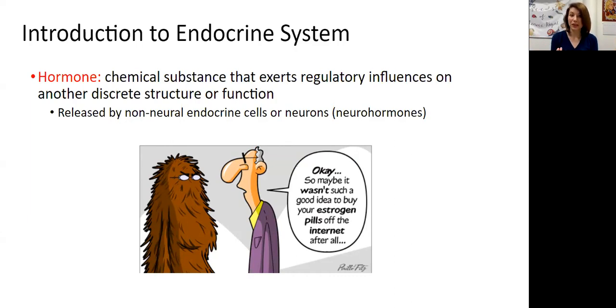So these can be released either by a non-neural endocrine cell, so one that's not part of the nervous system, or it can end up being released by a neuron. And overall, hormones are incredibly powerful. And even just having small disruptions in hormones can cause some pretty big negative effects on physiology in general.